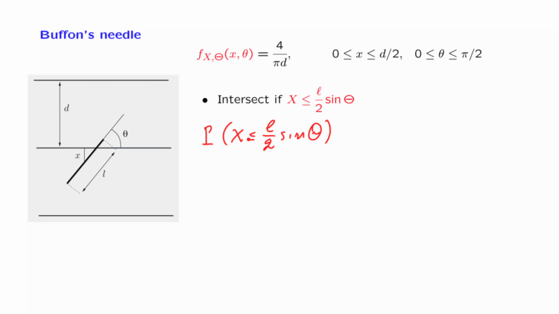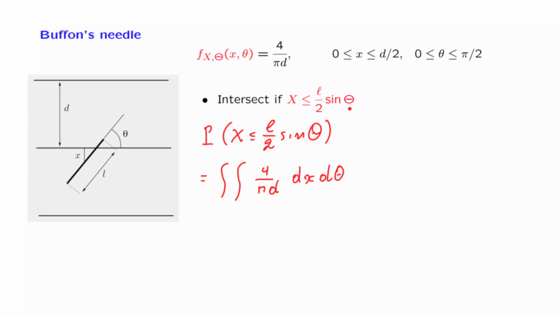How do we calculate the probability of an event that has to do with two random variables? What we do is we take the joint PDF, which in our case is 4 over pi d, and integrate it over the set of x's and thetas for which the PDF is non-zero, so it's only going to be over x's and thetas in those ranges, and also only for those x theta pairs for which the event occurs.